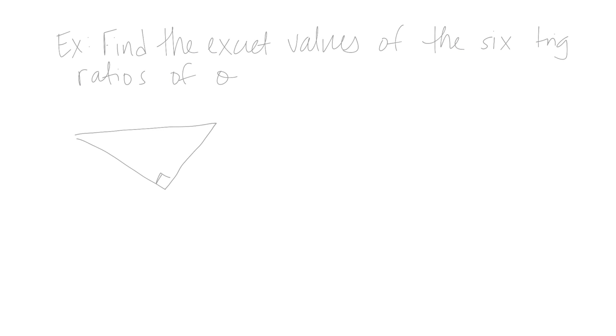This is the right angle here, and theta is over here. This side is 3 and this side is 2. Okay, so I know that I want the 6 trig ratios. So that means what I'm looking for is sine of theta, cosine of theta, tangent of theta. And remember, the other 3 now are the cosecant of theta, the secant of theta, and cotangent of theta.